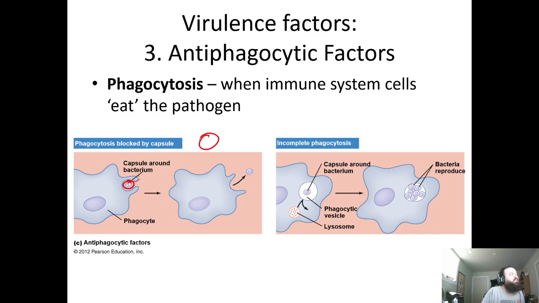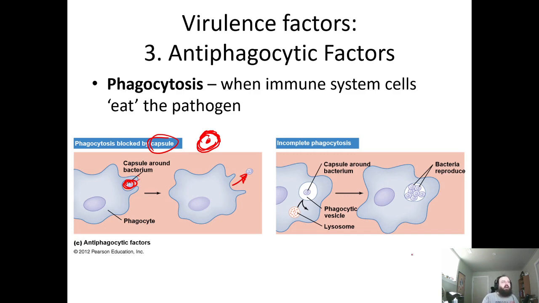So the bacterium, which is here, has a special protein layer surrounding it called a capsule. And the capsule makes it not able to bind to phagocytes. So instead of the cell getting phagocytosed, instead it just leaves, and the macrophage is unable to do its job.